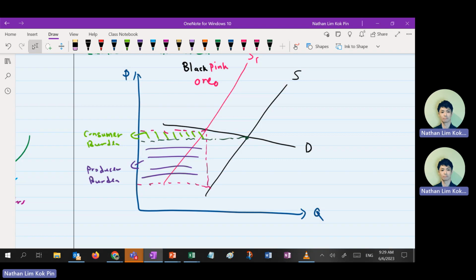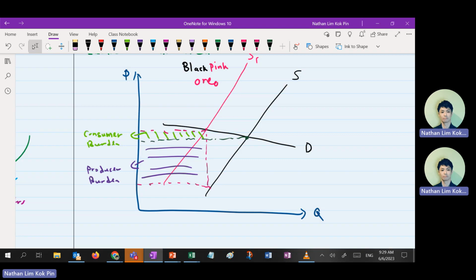Not like price increase, like Blackpink Oreo. Why Blackpink Oreo when there's a price increase? The producer has to bear most of the tax. Why? It's related to demand, but not demand factors. You must relate it to PED factors. Right? You must relate it to PED factors. You have to think. What are the PED factors?